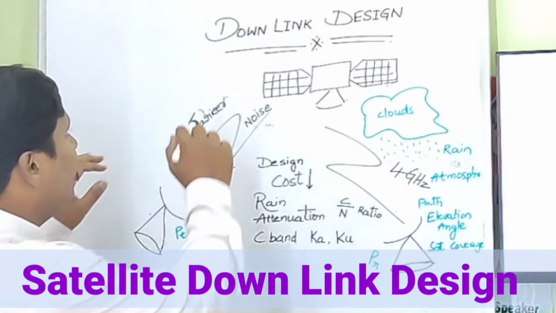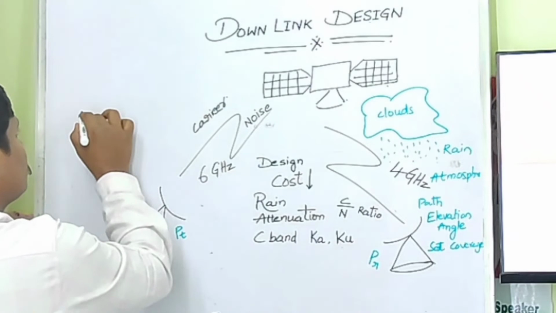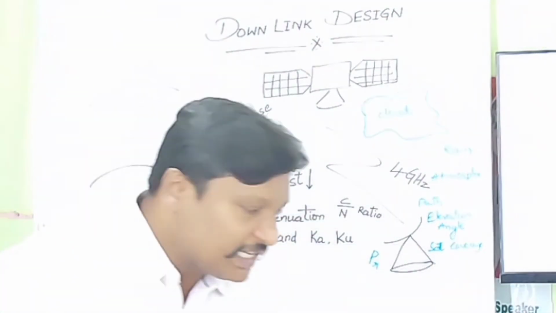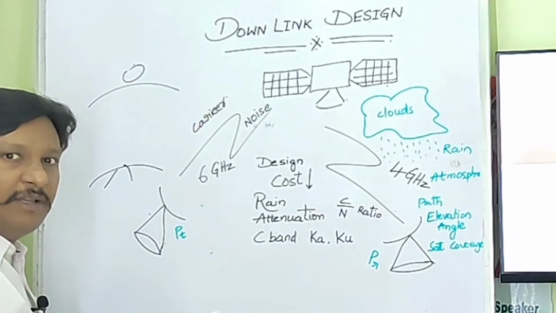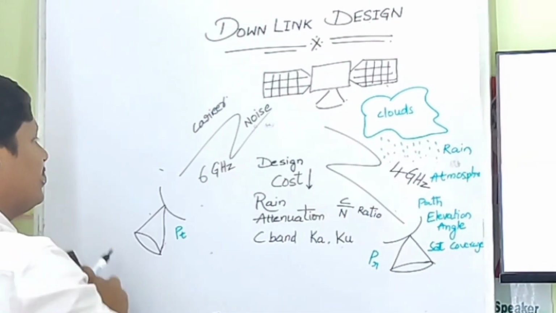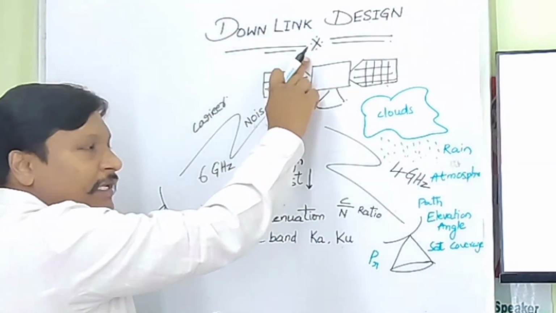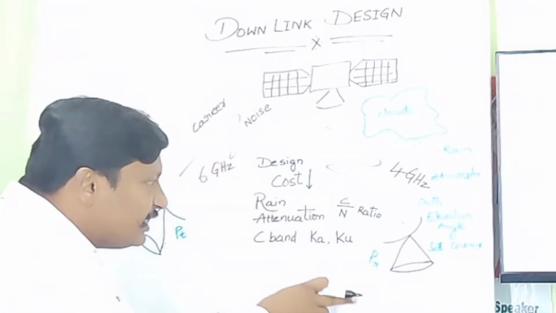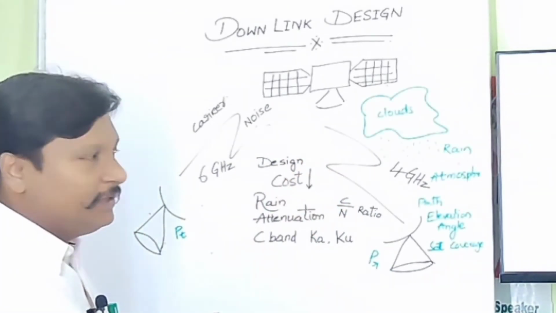Actually, in the downlink design, we know basically two types of things. One is the space segment and the next one is the ground segment. In the space segment we have the satellite, in the ground segment we have the earth station. So with reference to this, when a signal is transmitted from the earth station to the space segment, that means to the satellite, from there it is processed and resent to the ground station. So this link is called downlink.